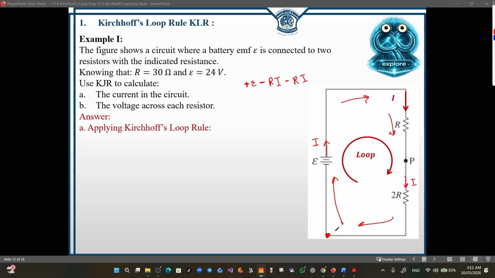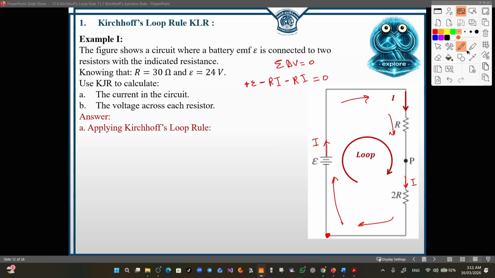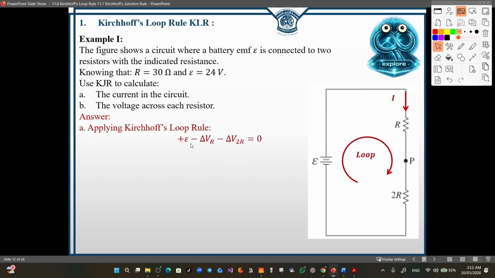Now we return back to the initial point. So we set it equal to 0 because the summation of delta V is equal to 0 according to Kirchhoff's loop rule. So we just write plus electromotive force minus delta V of R minus delta V of the 2R. And this is the expanded form of the formula. Now we can combine minus Ri and minus 2Ri, and this will be minus 3Ri. We move the minus 3Ri to the other hand side, it becomes a plus 3Ri.